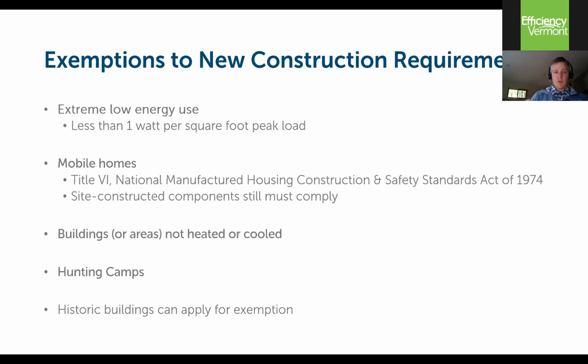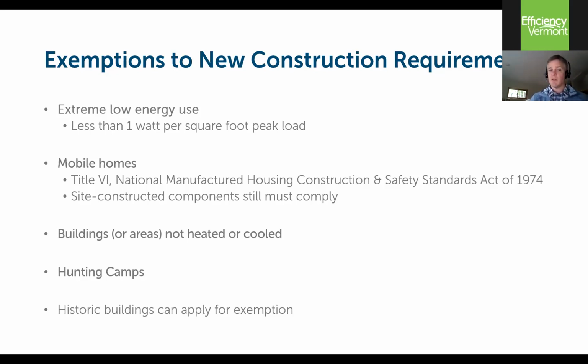Mobile homes have their own requirements that are covered through a national standard. Mobile homes are distinct from modular homes. Modular homes need to meet the full requirements of new construction for RBES. But mobile homes built on a chassis that you can put wheels onto and roll away fall under Title VI, the National Manufactured Housing Construction and Safety Standards. So they have their own requirements. But if you are putting a mobile home on a site-built basement or crawl space, that basement or crawl space needs to meet the requirements for code.